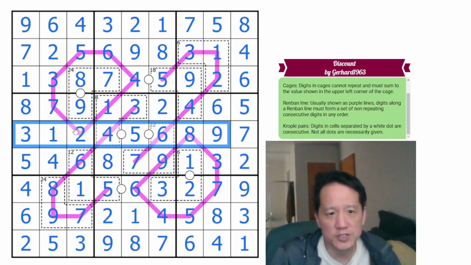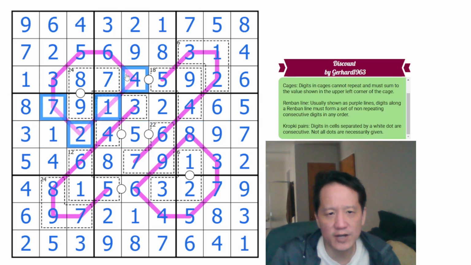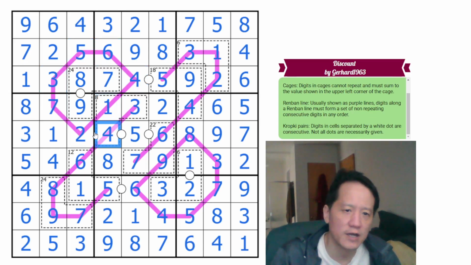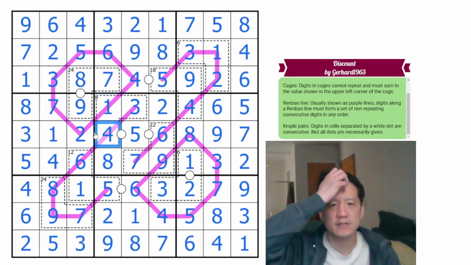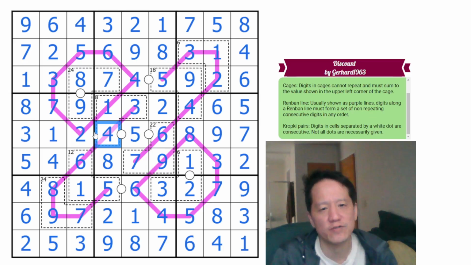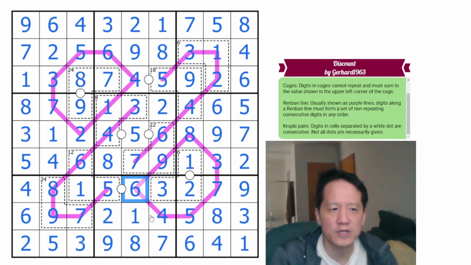Yeah, so that used essentially a lot of aspects of the Renban line, really. It focused a lot on that and sort of the symmetry of it. And using pairs of cells which can only be 2 digits. We used that quite a bit.